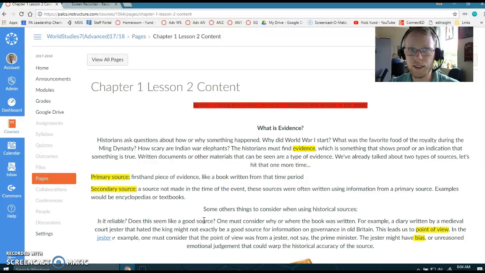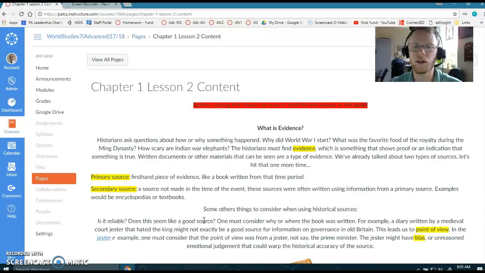Let's get into what is evidence. Historians ask questions about how or why something happened. Why did World War I start? What was the favorite food of royalty during the Ming Dynasty of China? How scary were Indian war elephants? When they ask these questions, they must find evidence, like a detective, which is something that shows proof or an indication that something is true.